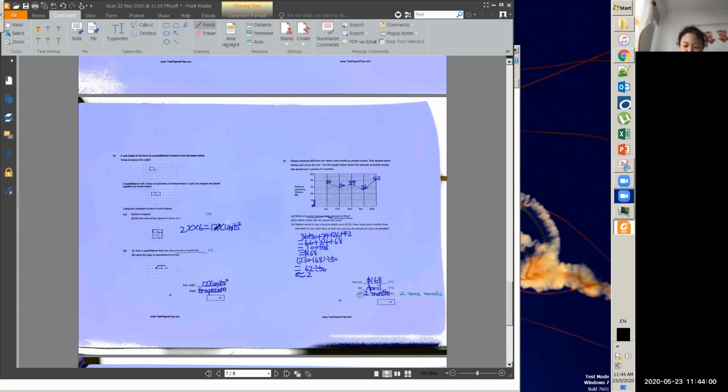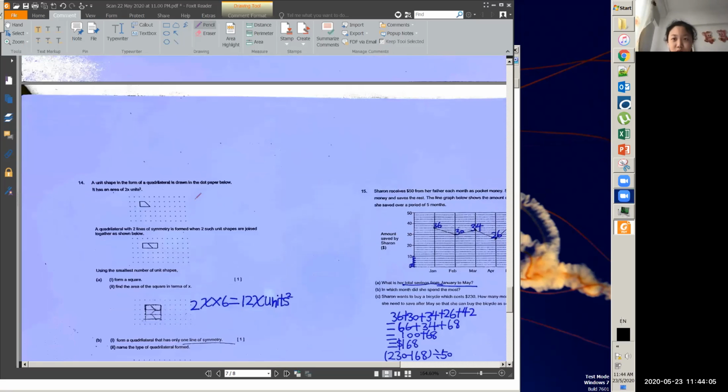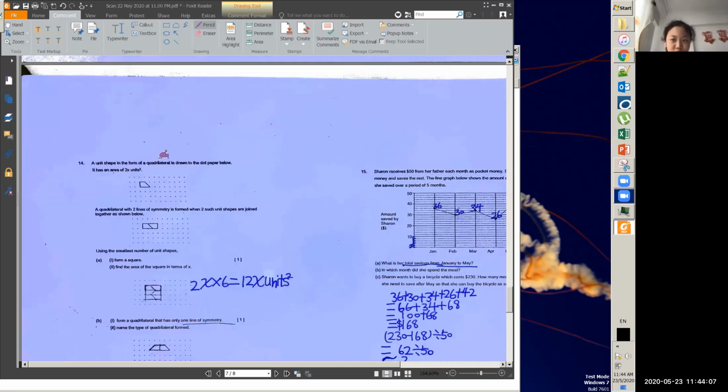I would like to talk about this question. Okay, so over here it says a unit shape in the form of a quadrilateral is drawn, and it has an area of 2x units. A quadrilateral with 2 lines of symmetry is formed when 2 such unit shapes are joined together as shown below. So this is the one. And then using the smallest number of unit shapes, form a square. Can I ask you? Do they ask you to use this one to form, or do they ask you to use this one to form?